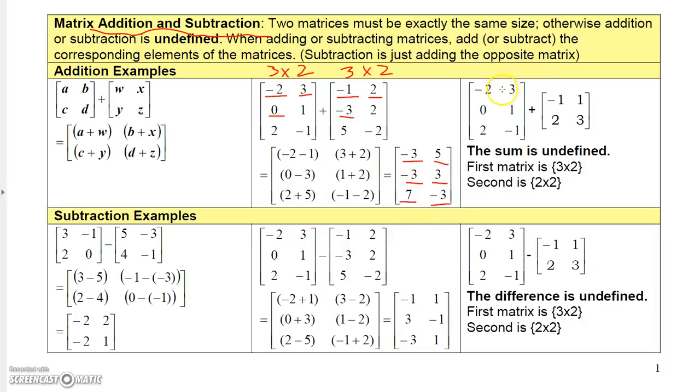Now here, this matrix is a 3 by 2, and this matrix here is a 2 by 2. Remember, they have to be exactly the same size in order to add the two matrices. So you can't add or subtract these two matrices because they're not the same size.